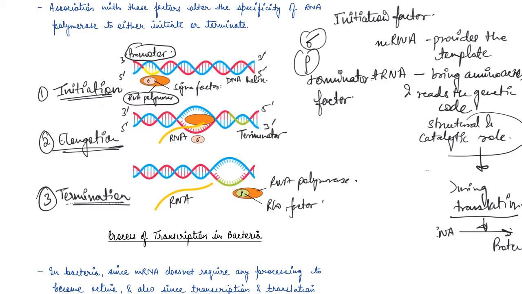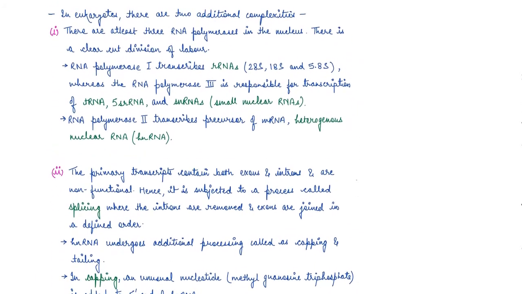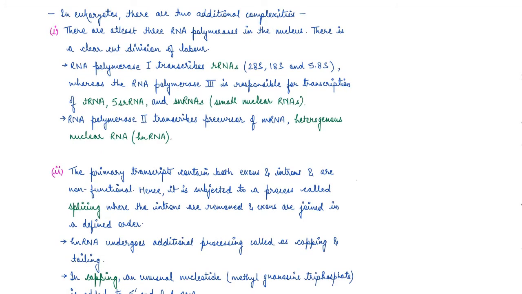But in case of eukaryotes, let's see what happens. So basically, in case of eukaryotes, there are some complexities. Now, one of the complexities is that there are at least three RNA polymerases in the nucleus, right? In addition to the RNA polymerase which is found in the organelles, there are three additional polymerases. This shows that there is a clear-cut division of labor. So we have RNA polymerase 1, RNA polymerase 2, and RNA polymerase 3.